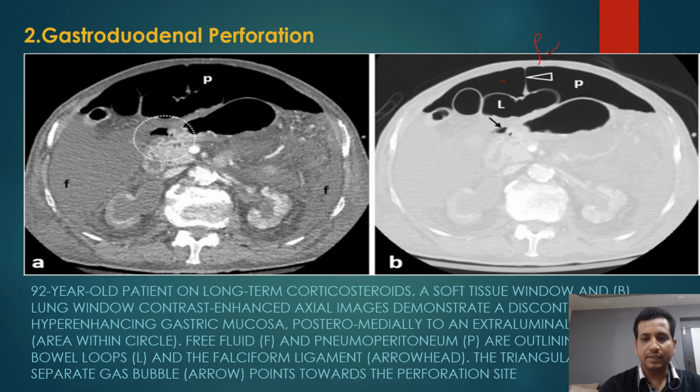So the falciform ligament becomes well defined. And this is the bowel loop. This is the free air, and this is the falciform ligament. And here, as you can see, is the site of perforation.